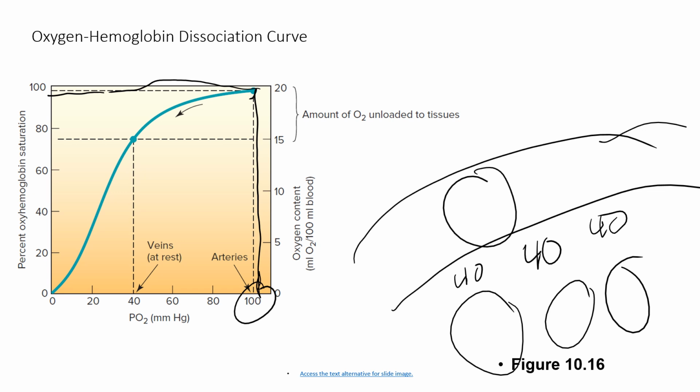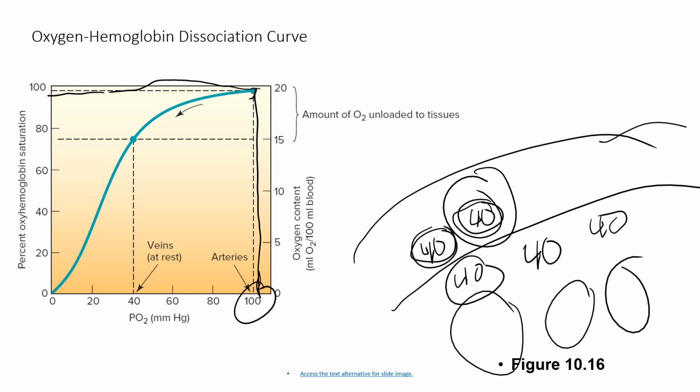It drove down the partial pressure of oxygen within the blood plasma and within the intracellular fluid of the red blood cell to 40. So all of these locations are at equilibrium. The partial pressure of oxygen within the interstitial fluid is 40. The partial pressure of oxygen within the blood plasma is 40. The partial pressure of oxygen within the intracellular fluid is 40.